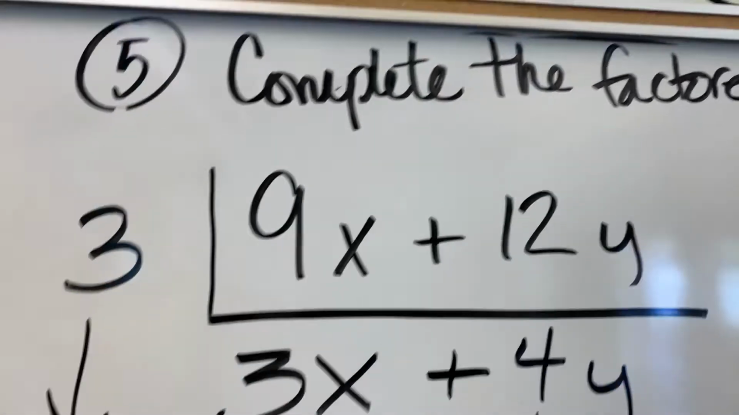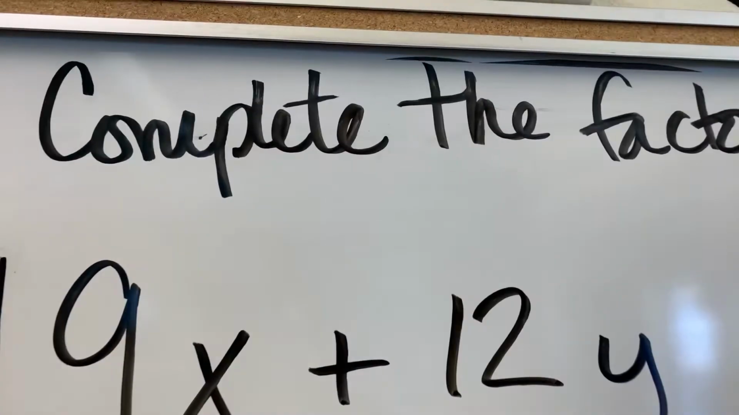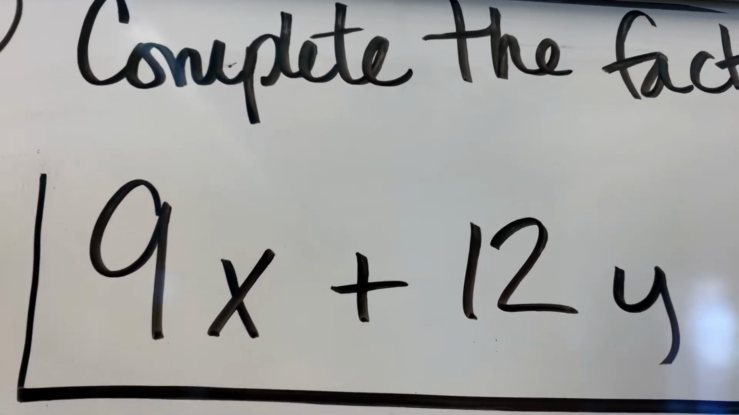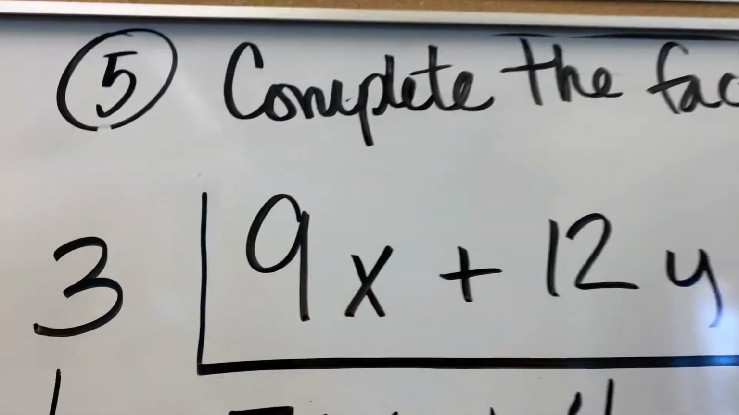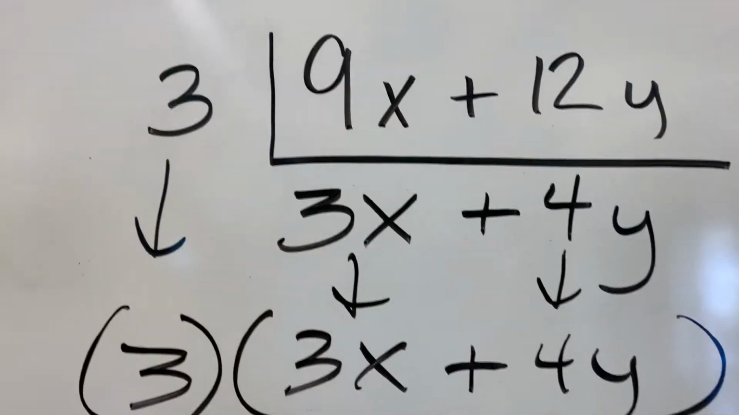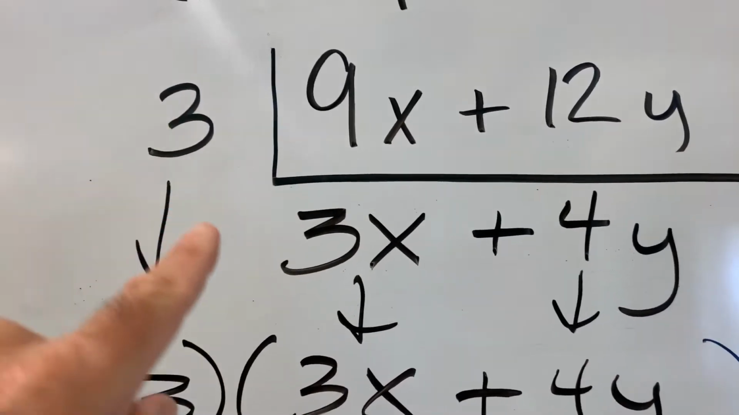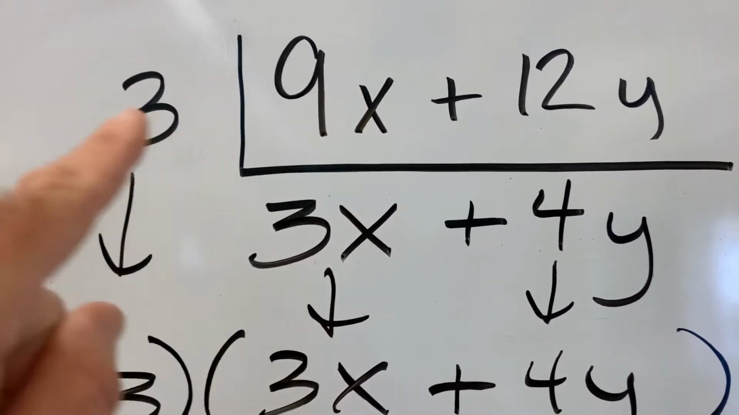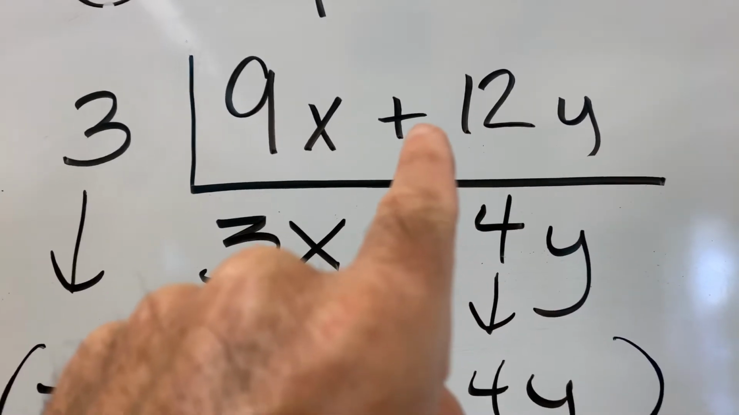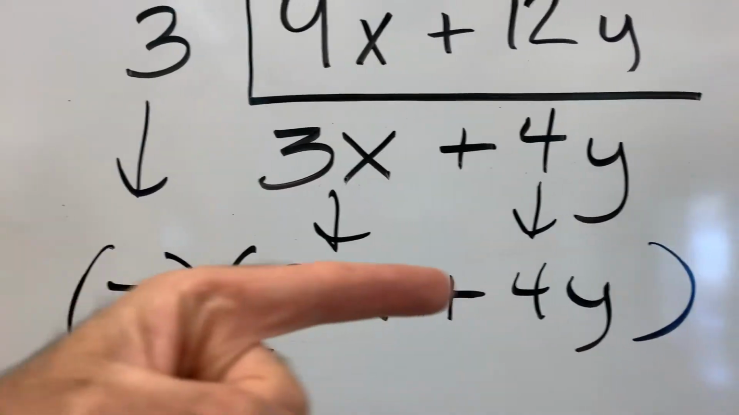Number 5, they wanted you to complete in factored form, so they gave you this. We need to pull out the greatest common factor, which is 3. And then just like in problem 3, 3 times what is 9x? Well, 3 times 3x, and 3 times positive 4y would give us positive 12y. So we would write our answer like this.